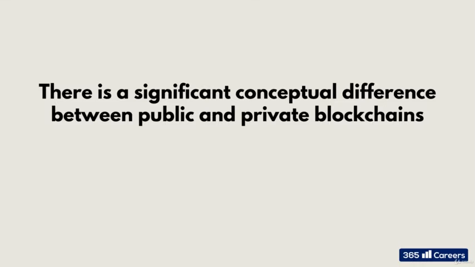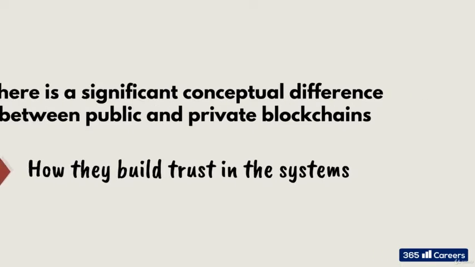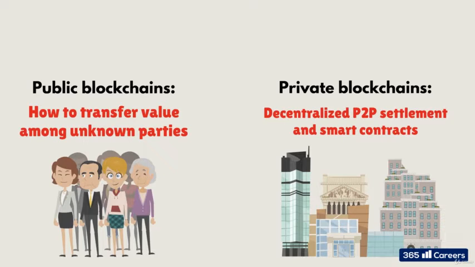So, having examined both public and private blockchains, we can conclude that there is a significant conceptual difference between them, and it mainly consists of the approach of how they build trust in the system. While public blockchains have introduced a real breakthrough solution to an existential global problem, how to transfer value among unknown parties, without need for the parties to trust each other, and without the presence of a central authority, private blockchains take some of the innovations of public blockchains such as Bitcoin and Ethereum, like decentralized peer-to-peer transaction settlement and smart contracts, and bring these to a familiar corporate environment of trusted business partners.